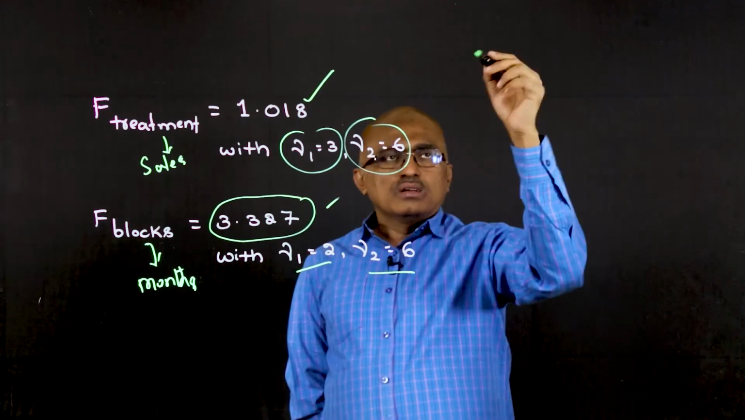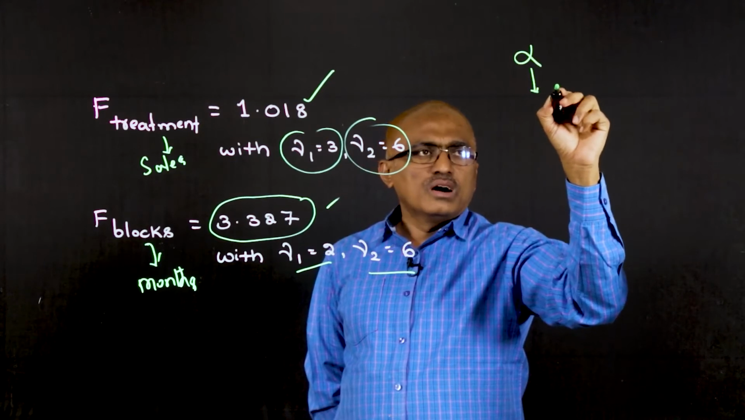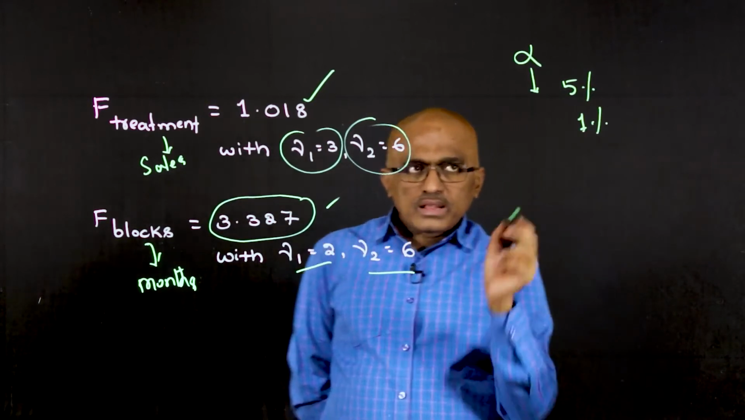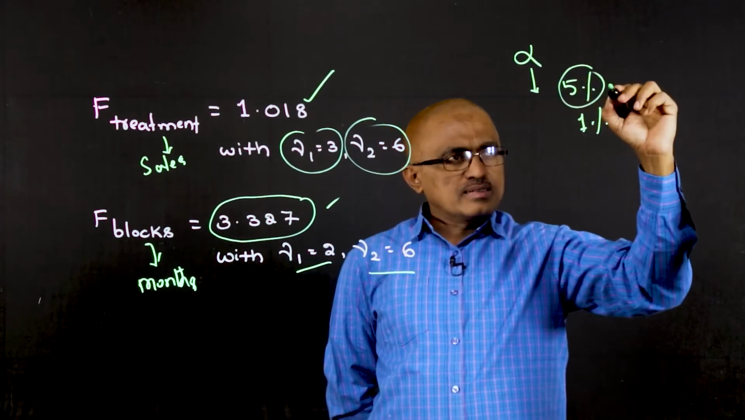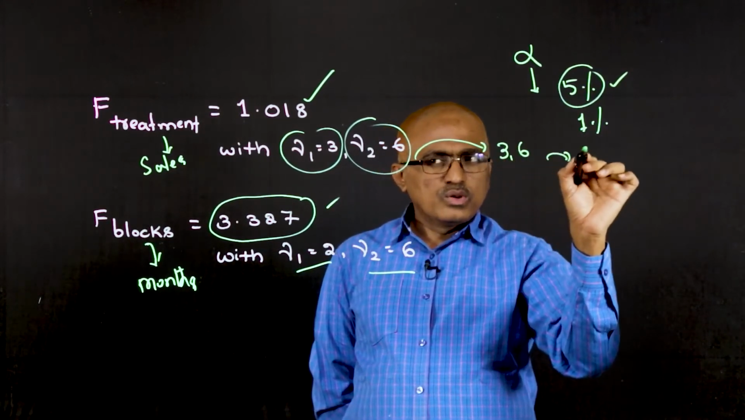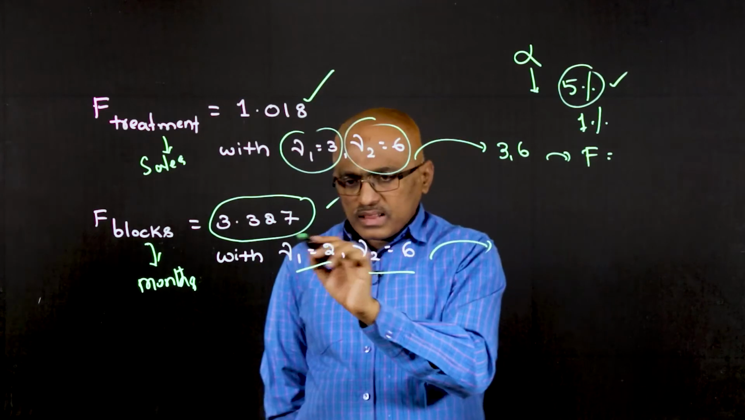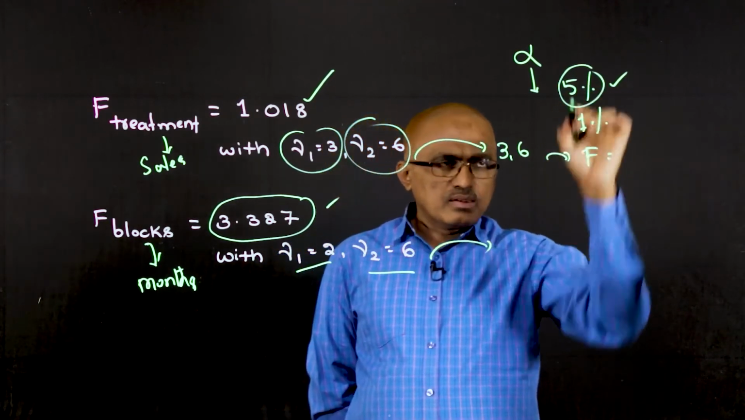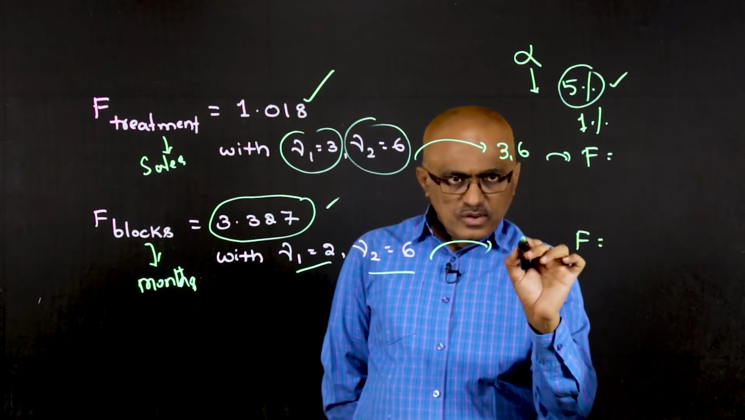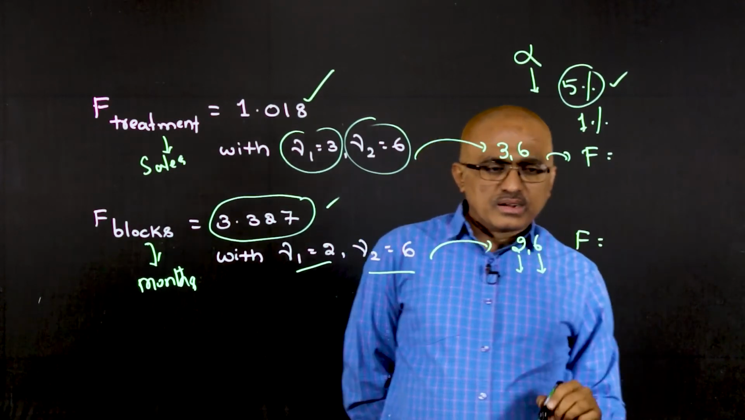Next, we have to go for tabulated values. We have to choose a corresponding alpha value. Suppose alpha is 5% or it can be 1%. Now, from the tables, for the alpha selected, for degrees of freedom 3 and 6, we have to see what the F value is. Similarly, for degrees of freedom 2 and 6, for the level of significance selected, we have to find the F value. Here 2 is the numerator degrees of freedom and 6 is the denominator degrees of freedom.